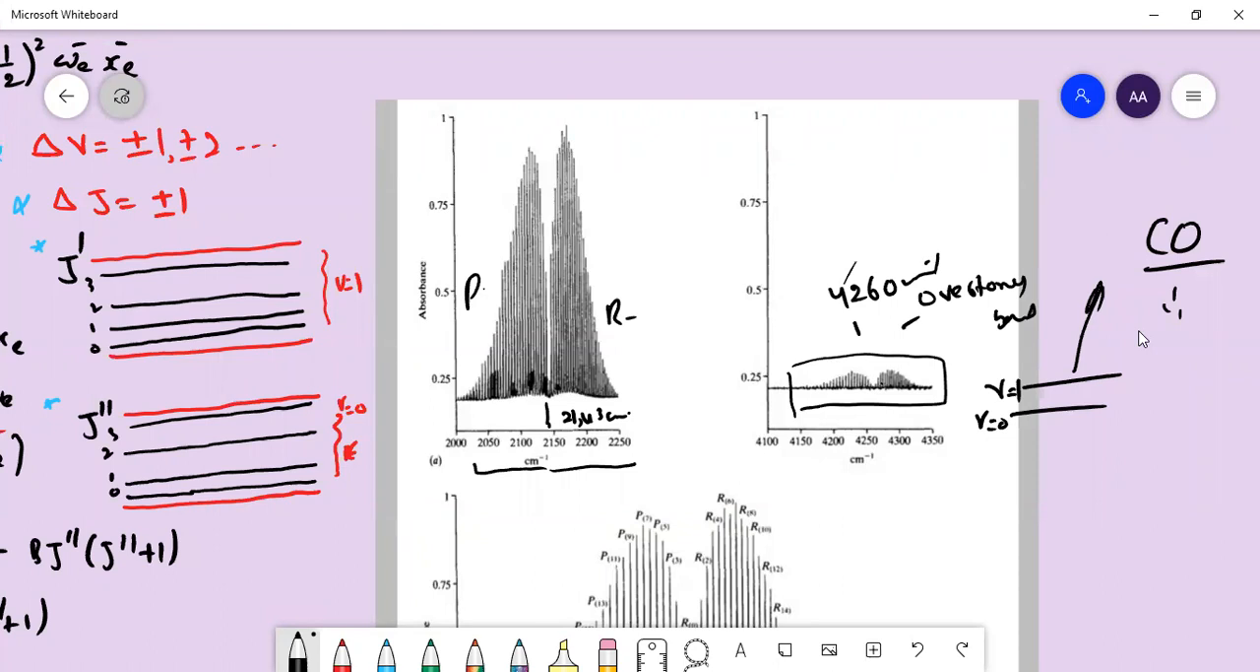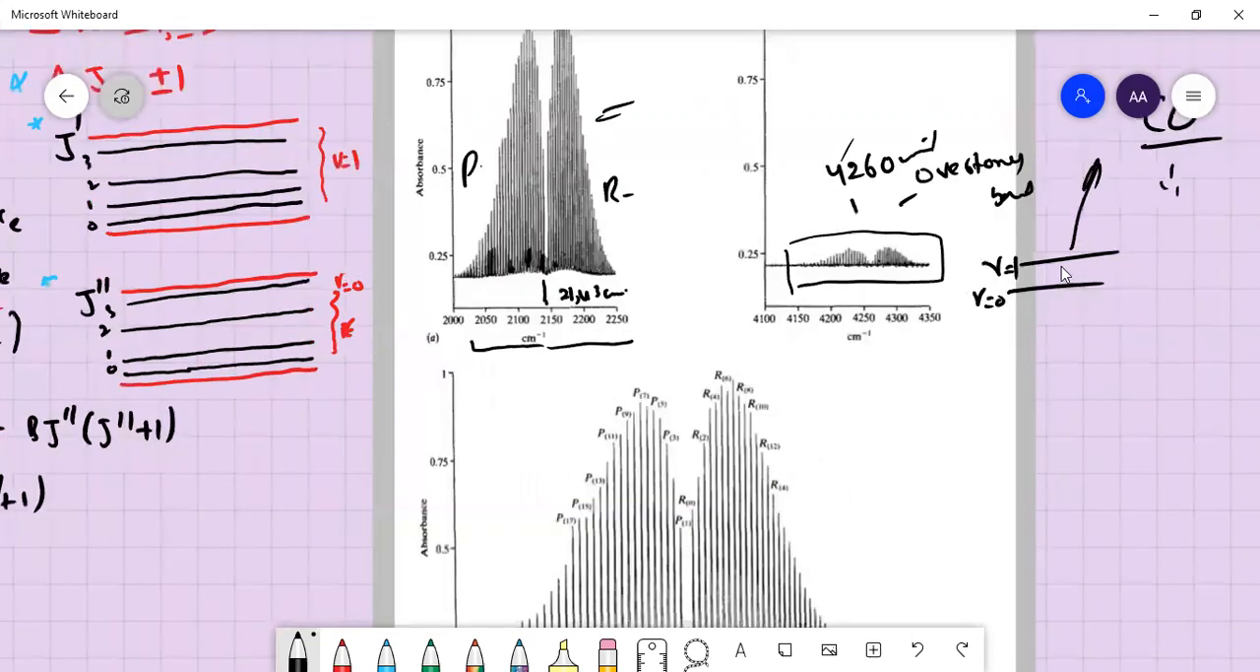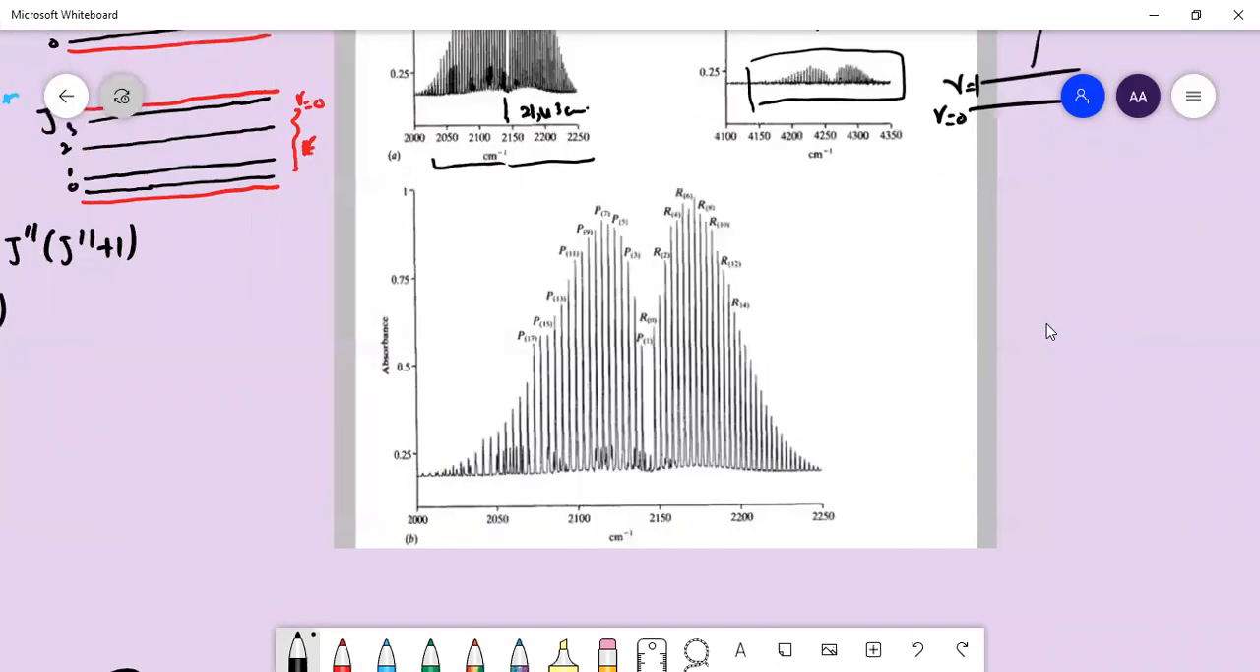Now, if you magnify this spectrum to higher resolution, you will see this kind of spectrum. Where this is the actual band origin, somewhere at 2143 centimeter inverse, and on the right side how your R branches appear, that is R0, R1, R2, R3, R4, and so on. On the left side, your P branches arise, P0, P1, P2, P3, and the gap between the respective branches is equal, and it is equal to 2B.